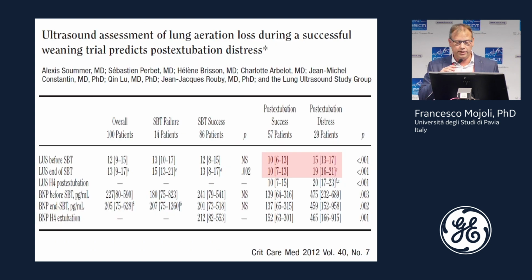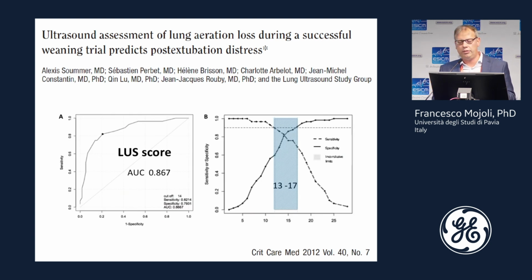Finally, weaning from mechanical ventilation. If you perform a lung ultrasound assessment after a successful weaning trial in your patient, you'll see that patients that are going to fail extubation have a higher lung ultrasound score. There is a gray zone, but a value higher than 17 is highly predictive of extubation failure, and a value lower than 13 is highly predictive of weaning success.